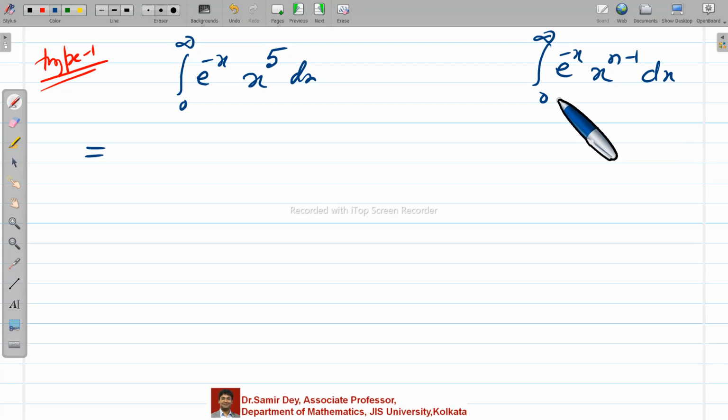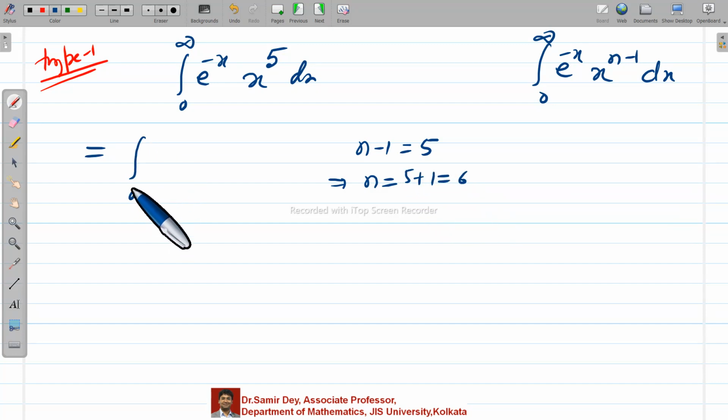Sorry, the range is same. E to the power minus x is also same. Now here x to the power 5 and here n minus 1. So you may write n minus 1 is equal to 5. Is it clear to all of you? From where it is coming, just comparing. n minus 1 equals 5. What is our target? To find n. So from here you may write n is equal to 5 plus 1, which is 6.